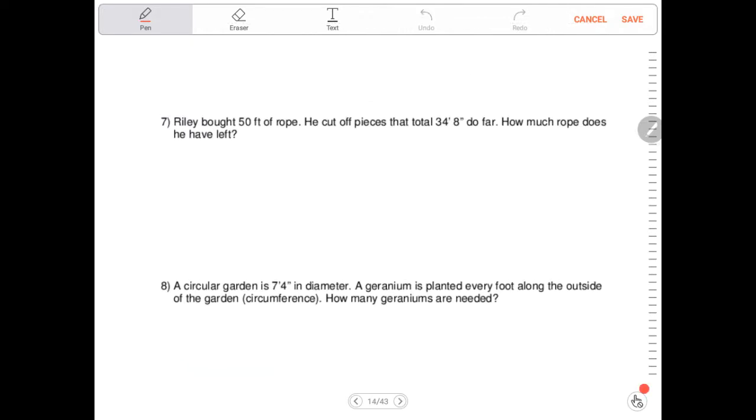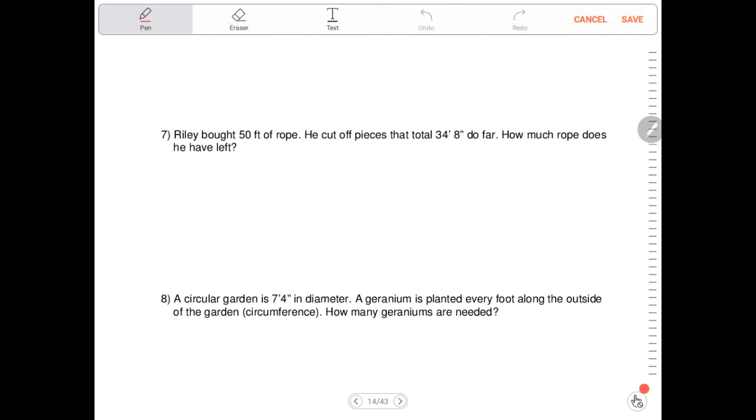I'll show you perhaps number 7. Number 7: Riley bought 50 feet of rope. He cut off pieces that total 34 feet 8 inches so far. How much rope does he have left? Well, the reason you can't just go for it is because 50 is in feet, but this over here has a combination of feet and inches. So my advice for you is make the units the same.